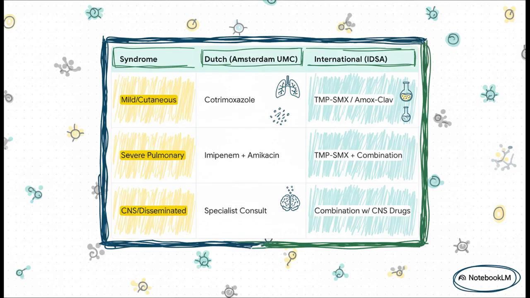But this is where it gets interesting. The specific drug choices can differ. For instance, notice how the Dutch protocol suggests an imipenem-based regimen for severe disease. Well, as we already know, Nocardia brasiliensis is intrinsically resistant to imipenem. This is a perfect illustration of why getting that species-level identification is so unbelievably important for guiding therapy.